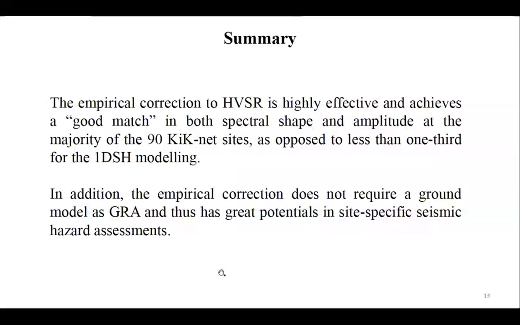So our take-home message is that the empirical correction to HVSR is highly effective and achieves a good match in both spectral shape and amplitude at the majority of the 90 KiK-net sites, as opposed to less than 1/3 for the 1D SH modeling. In addition, the empirical correction does not require a ground model as the ground response analysis does, and thus has a great potential in site-specific seismic hazard assessments.